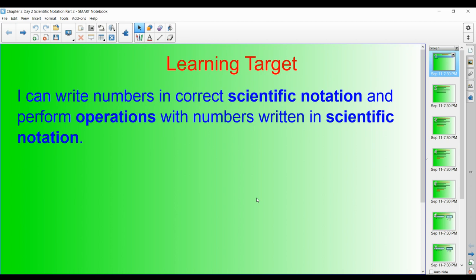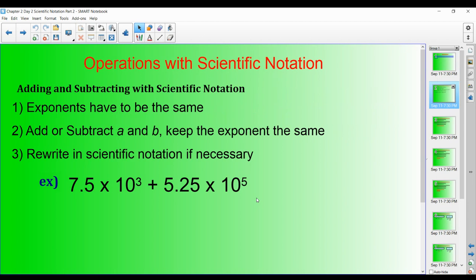Hi, everyone. Today we're going to talk about scientific notation, mainly how to perform operations with numbers that are already in scientific notation. How to add, subtract, multiply, and divide two numbers that are already in scientific notation. So we're going to start with adding and subtracting.